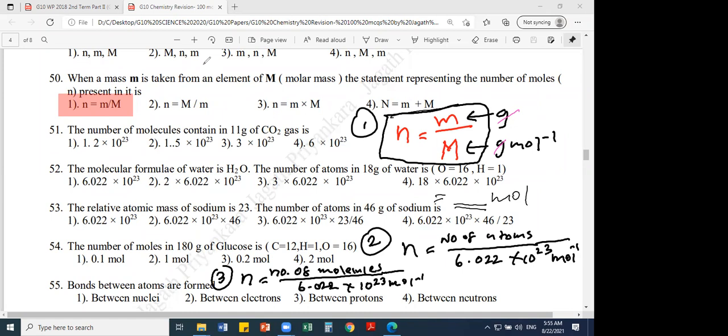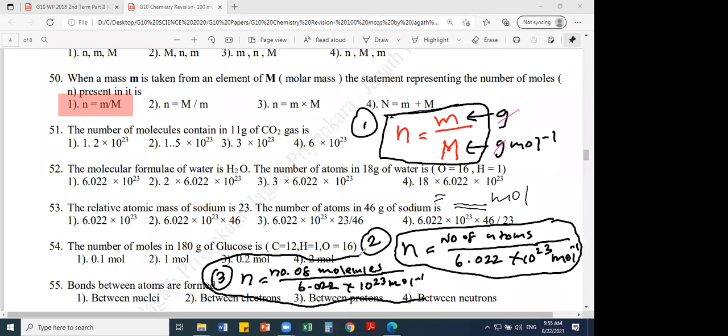So what are the three equations? First one, number of moles equals mass divided by molar mass. Depending on the data given, you have to select the equation to do the calculation. And there's one more equation.